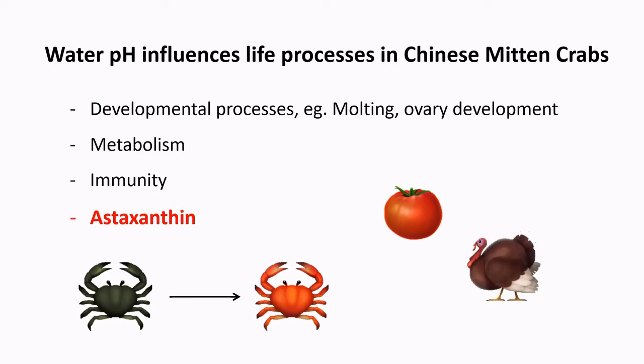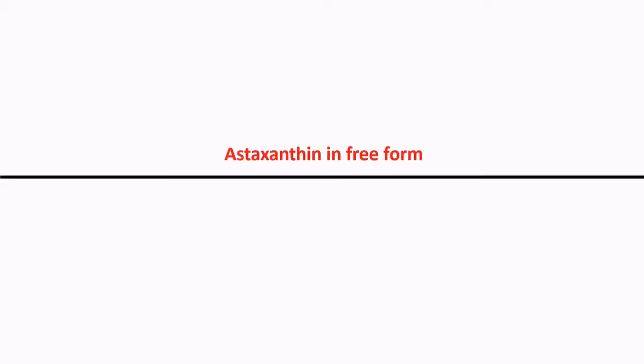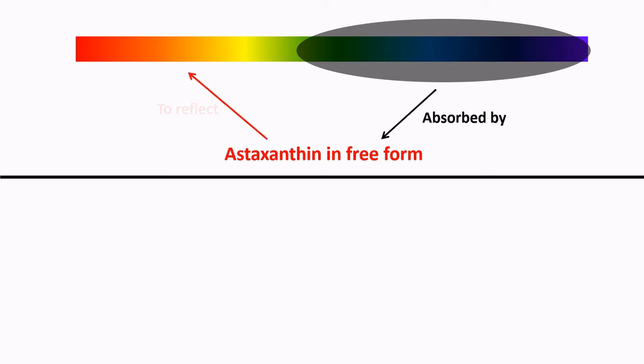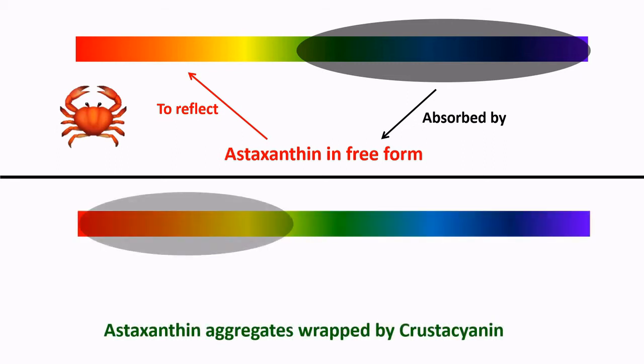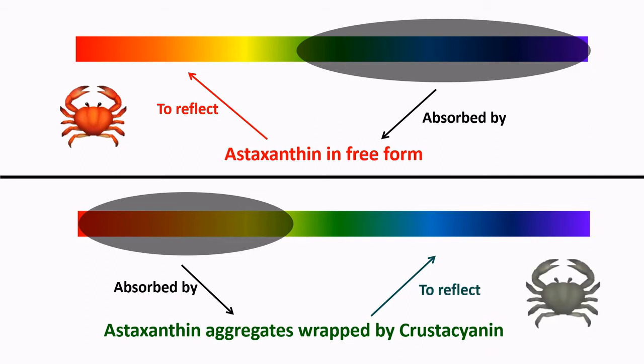As a significant pigment molecule accounting for coloration of exoskeleton in crabs, astaxanthin in free form absorbs blue and green light and thereby appears red-orange in color, whereas when astaxanthin molecules aggregate and are wrapped by the protein crustacyanin, it has a shift in absorption spectrum to the red part and therefore reflects the blue part of the spectrum. When crabs are cooked, the protein crustacyanin is denatured by the heat and astaxanthin is released in free form, giving a red-orange color.